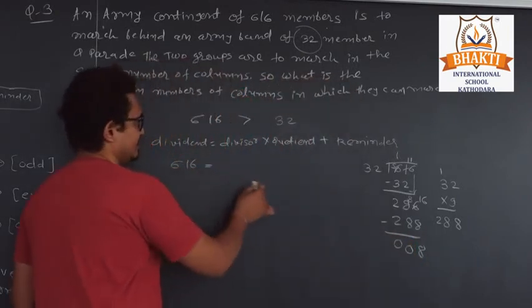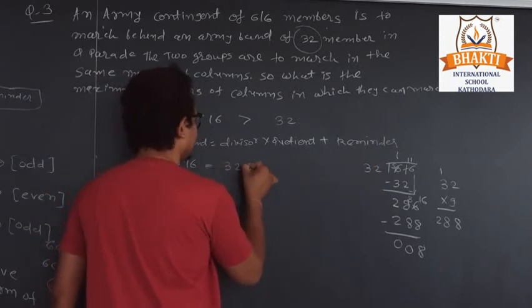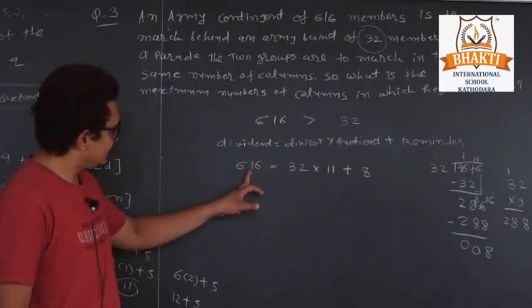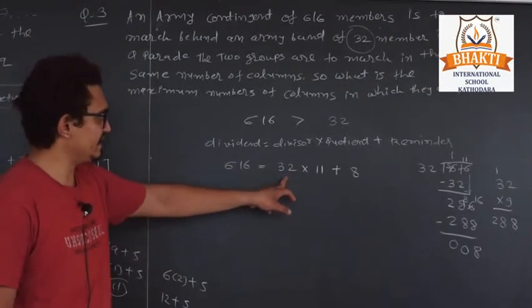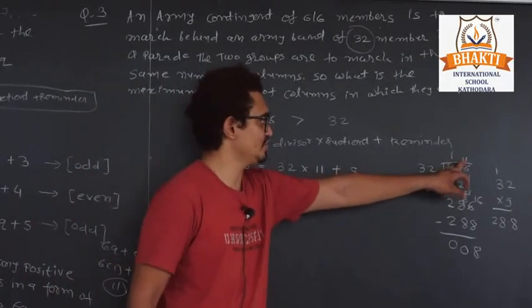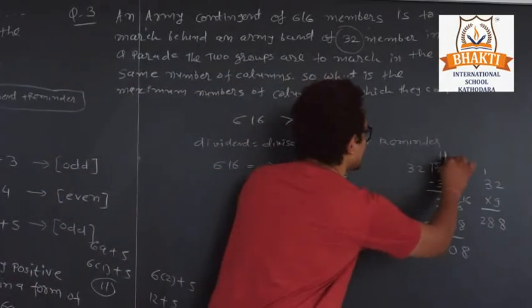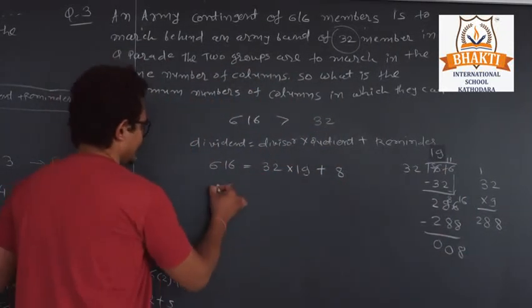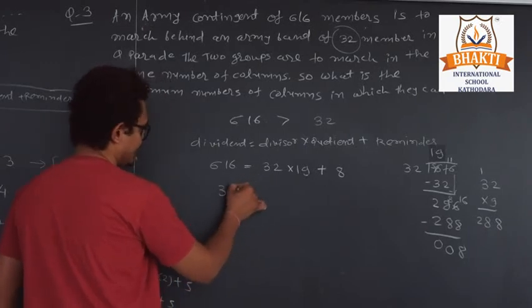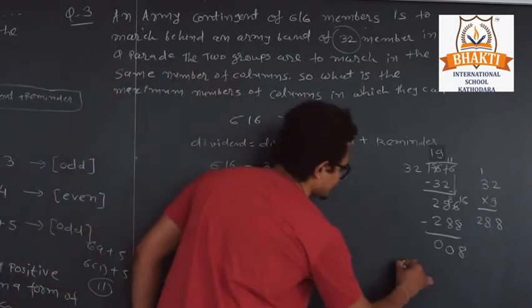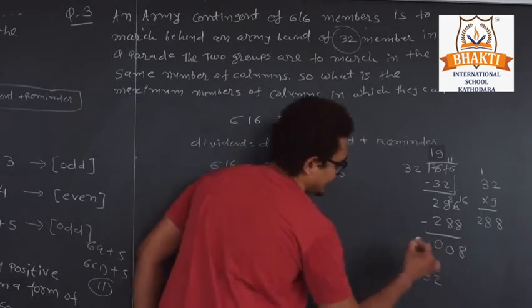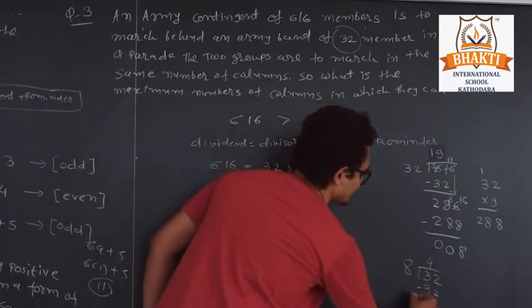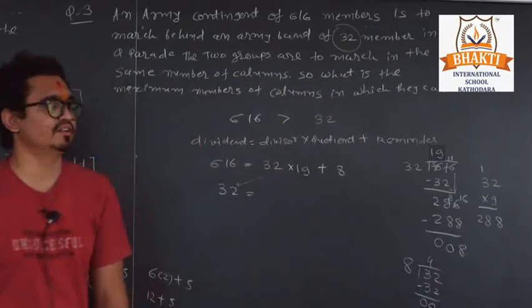So 616 we can write like that, 32 into 11 plus, so here 616 is divided by 32. So we get 11 as our quotient. And what is our remainder? 8. So once again we write 32 here, and it will be divided by 8. So 8 divides 32. 8 fours are 32. So it will be 0.